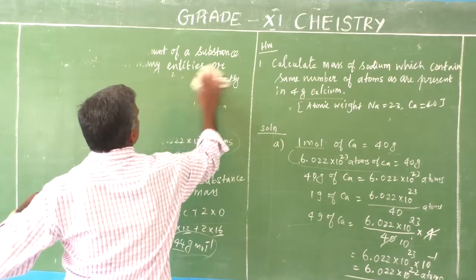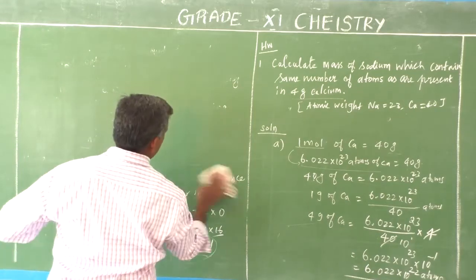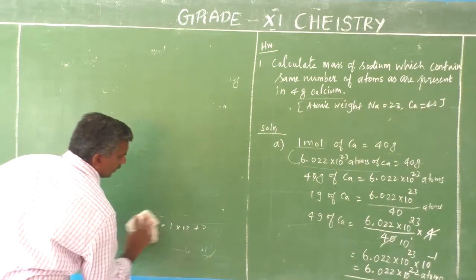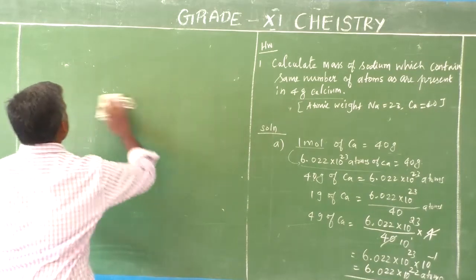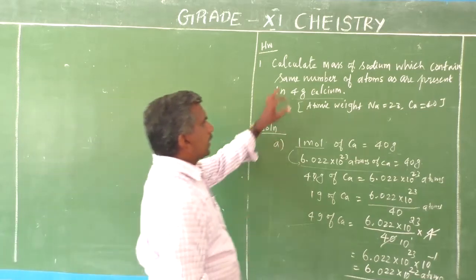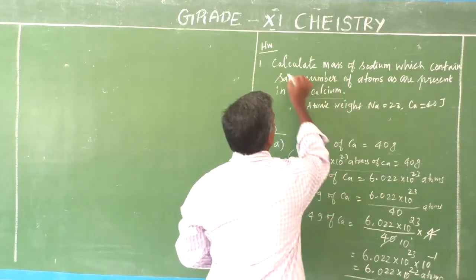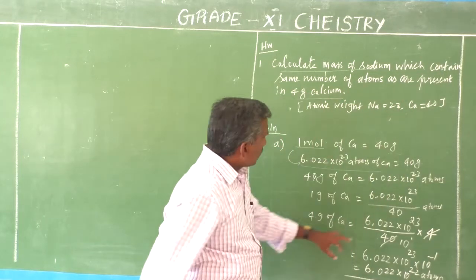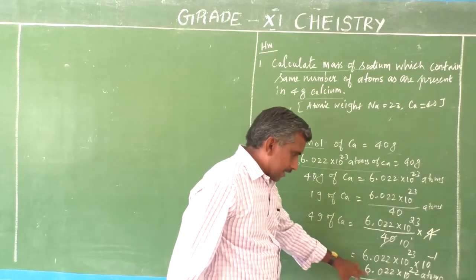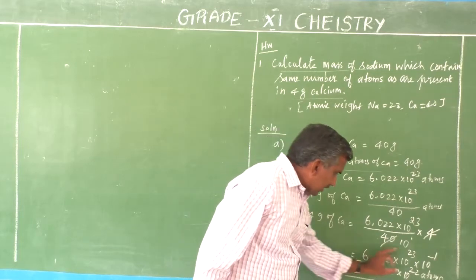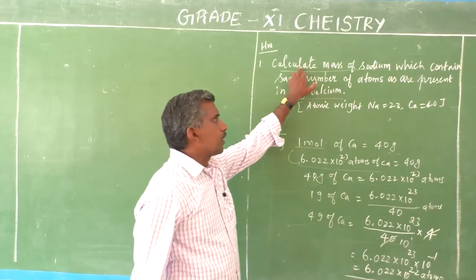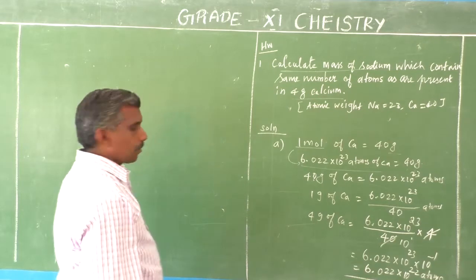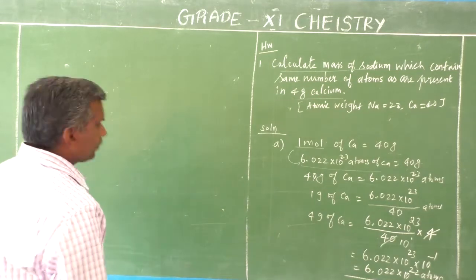Then we find the sodium. Do you understand the question? Calculate the mass of the sodium. This is the main question, but the condition is that it contains the same number of atoms as 4 gram of calcium. So this number of atoms of sodium, what is the mass?